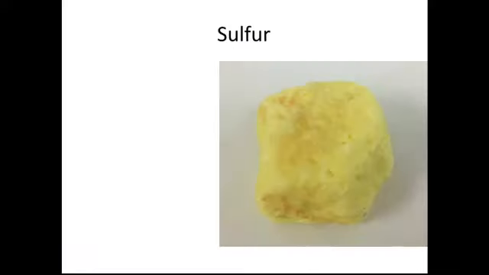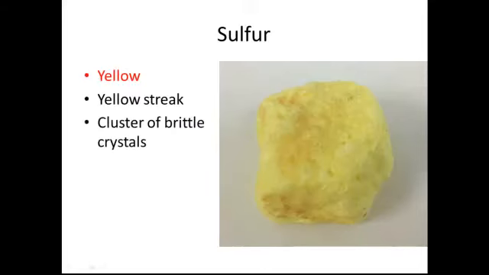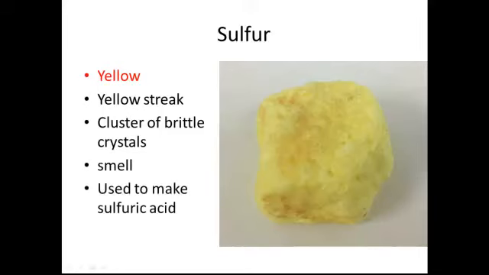Sulfur, the element S, is very easy to recognize because it's yellow, with a yellow streak. It's composed of clusters of very brittle crystals. And if you're still not certain whether you have sulfur, go ahead and take a whiff. It smells like sulfur, which is, of course, rotten eggs. Sulfur is used to make sulfuric acid.